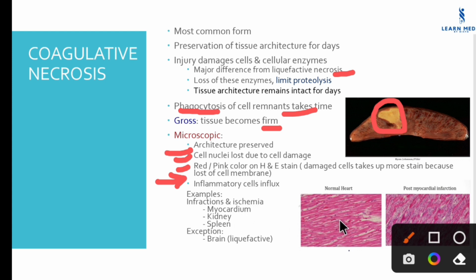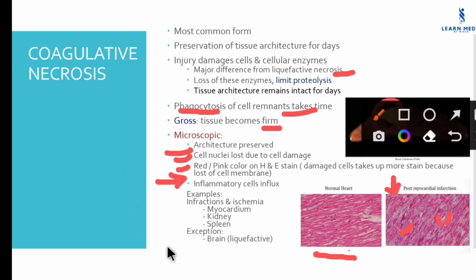Here we can see the normal heart, and we can see the myocardial changes. After myocardial infarction, the microscopic changes occur in the heart. The exception for coagulative necrosis is the brain. The brain also undergoes infarction, meaning stroke. After a brain stroke, we have only liquefactive necrosis, not coagulative necrosis. That is the major exception for coagulative necrosis.